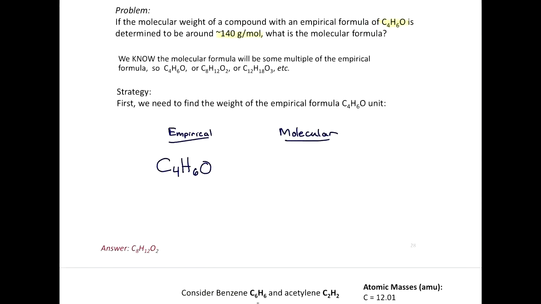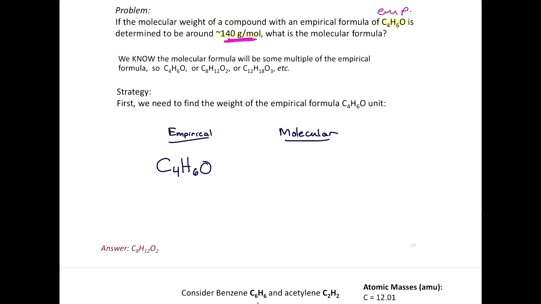We did one of the examples where we got the empirical formula is C4H6O. But I tell you that the molecular weight, the full weight of this molecule, is 140 grams per mole. What's the molecular formula? It's kind of like guess and check. I know the weight of the full molecule. I know the empirical formula. The molecular formula will be some whole number integer multiple, because the multipliers are always whole numbers. So I just need to figure out how many empirical formulas fit inside that molar mass.